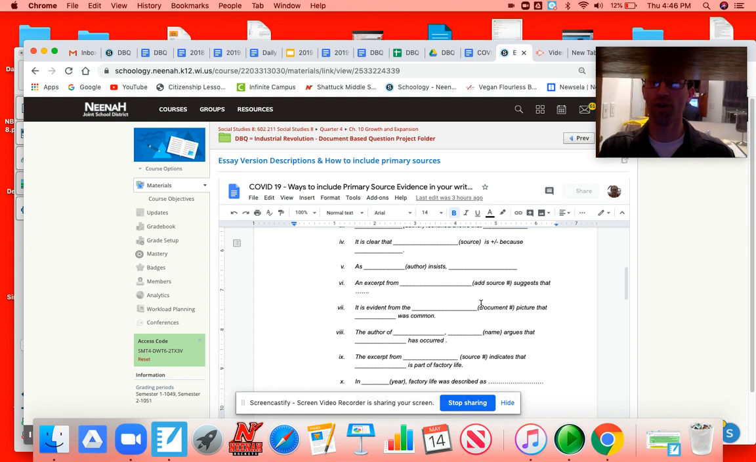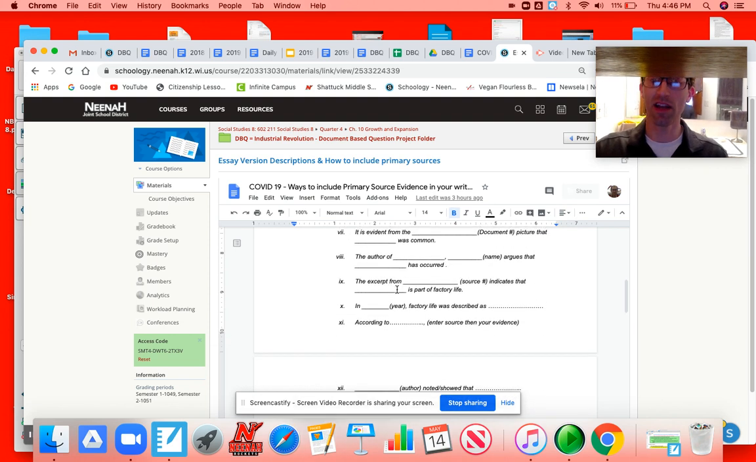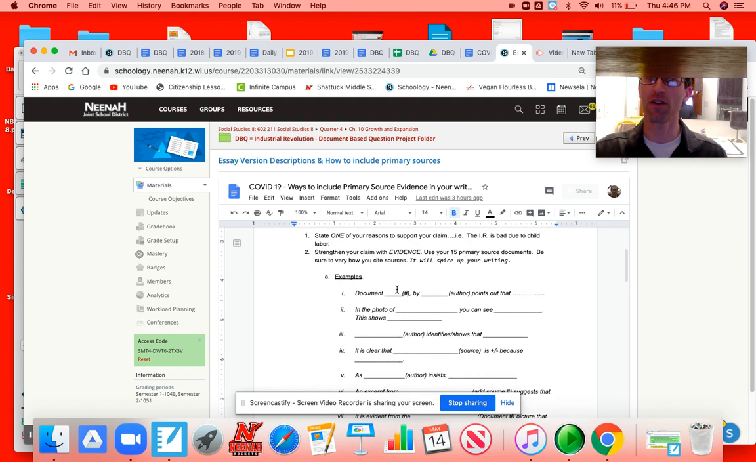All right, let's say you think it was negative. Document 1, an excerpt from William Cooper's testimony, actually suggested that child labor was bad because kids couldn't read and write. All right? They also were strapped if they fell asleep. So that would be evidence to show it was bad and how you might cite that. There's 13 total ways to cite it here. Feel free to use this as needed. It's in your DBQ doc.